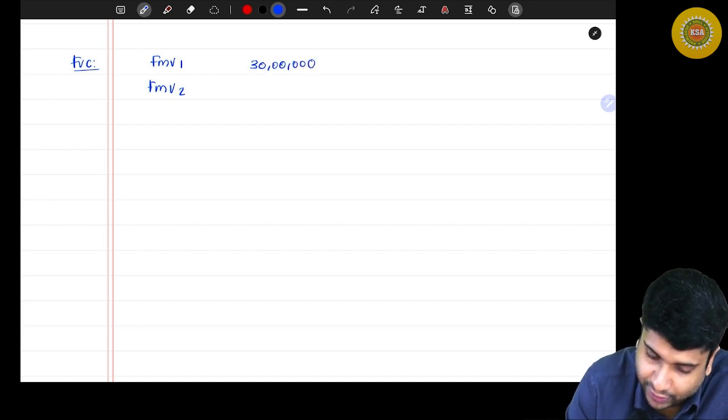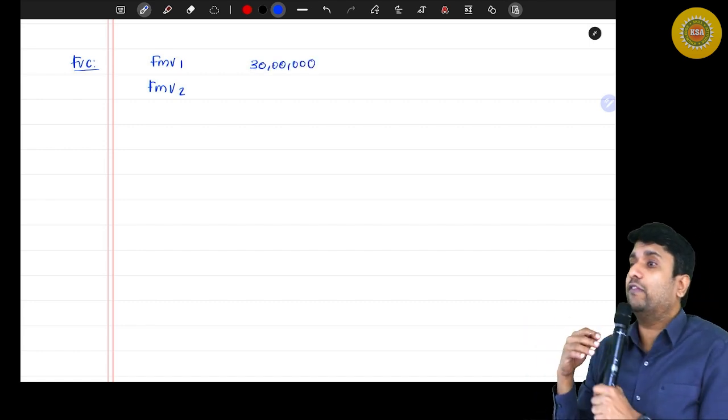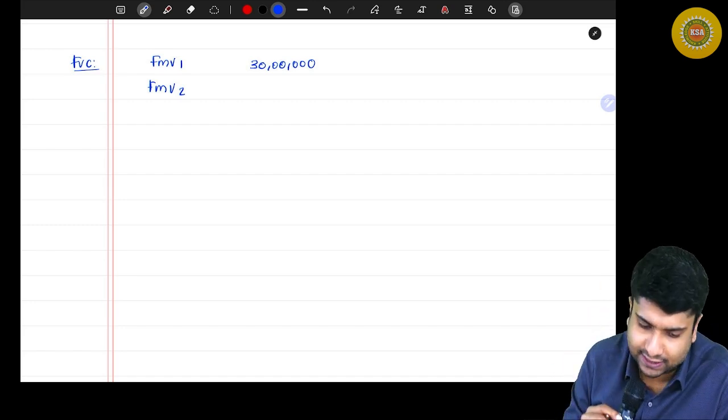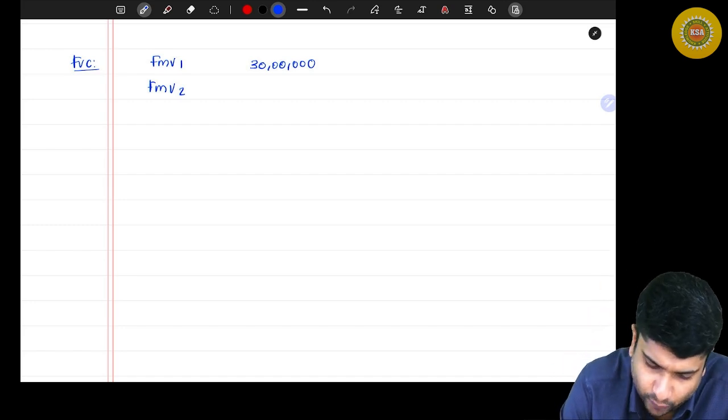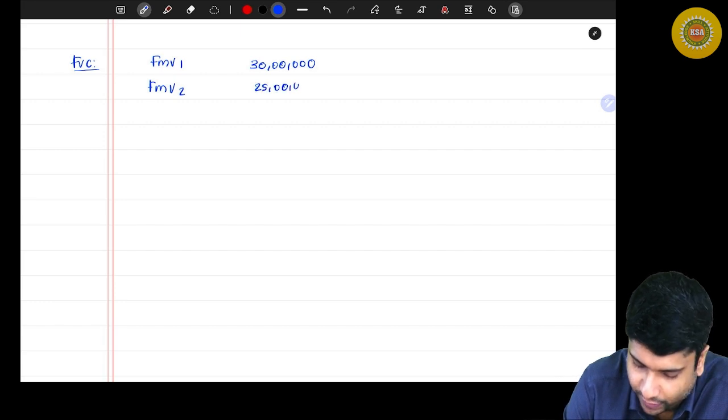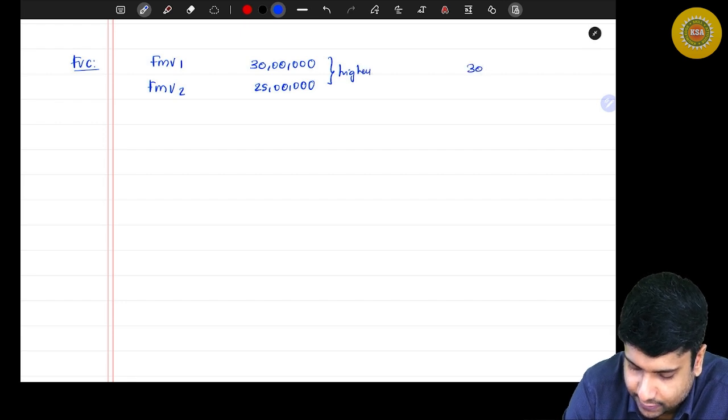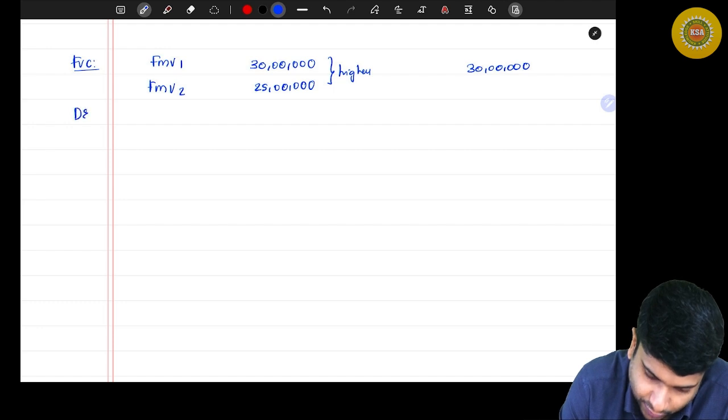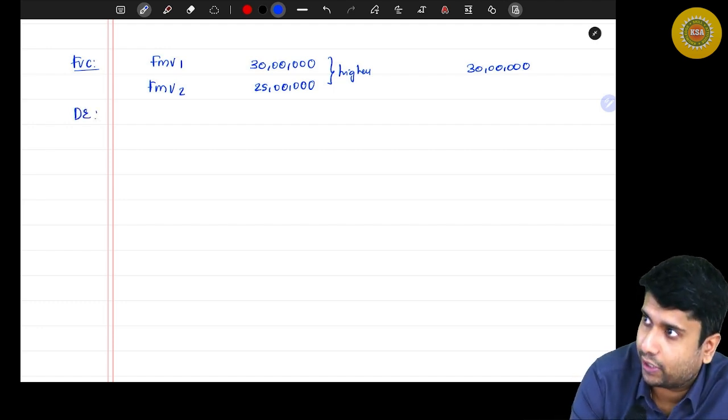How much is FMV2? That is the market value of the consideration received. Here the consideration is only money. Yes or no? And the money consideration received by the person is 25 lakh. And which one do you have to take? The higher one. That will be 30 lakhs. Now, are there any direct expenses on transfer? Are they talking about any direct expenses?